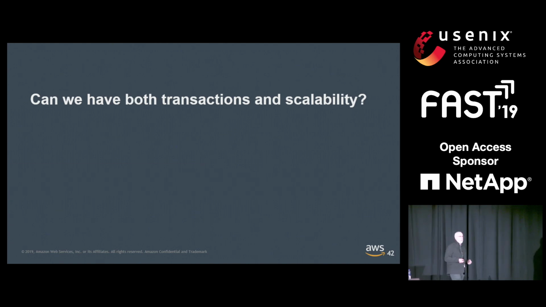So getting back to the question I raised at the beginning of the talk, can we have both transactions and scalability? Well, I've shown you how we've done it in DynamoDB. This notion of using timestamp ordering, single-shot transactions, allows us to add transactions to DynamoDB in a way that didn't impact scalability in any significant way. And so if we ask this question, I would say it's a resounding yes. And with that, I'm happy to stop and take some questions.